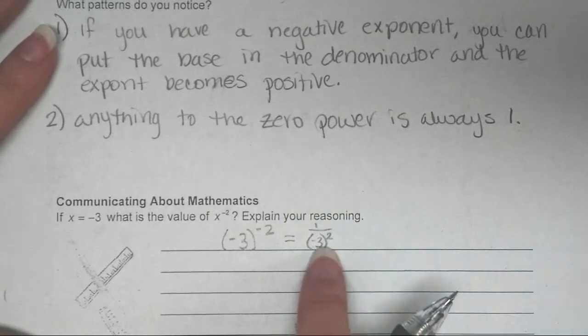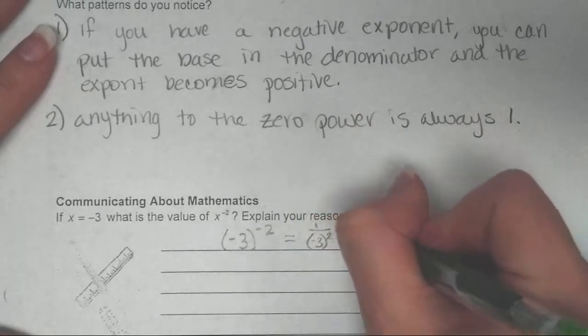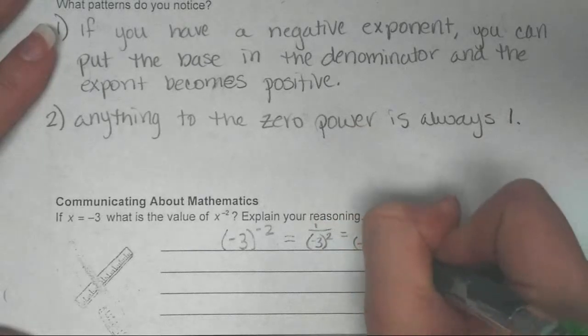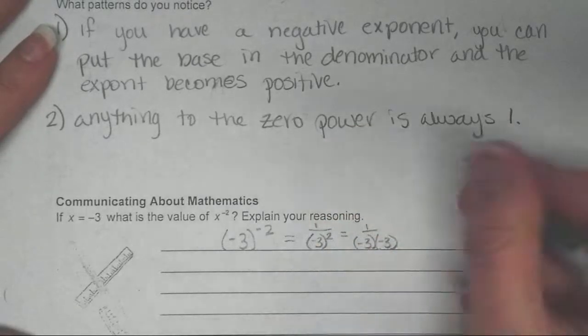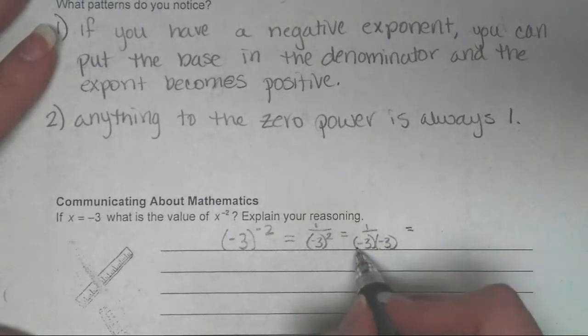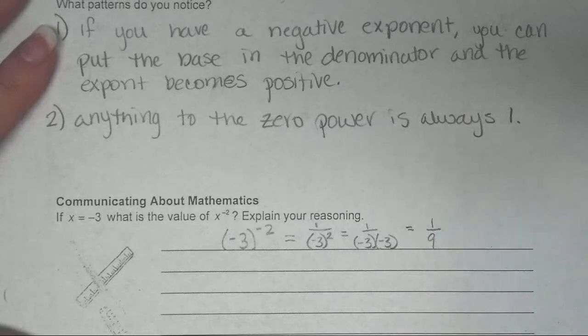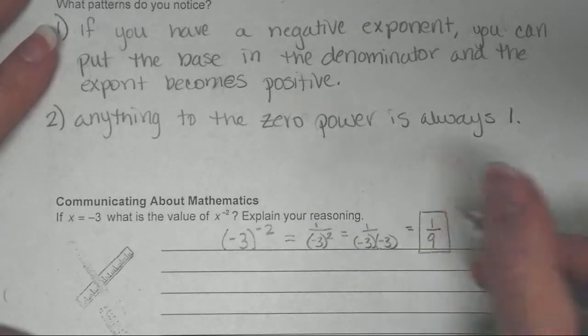Now negative 3 squared, if I do my expansion rule, that would be negative 3 times itself. You would write it twice because it's to the second power. And then we have a negative times a negative, so we get 1 over positive 9. Okay?